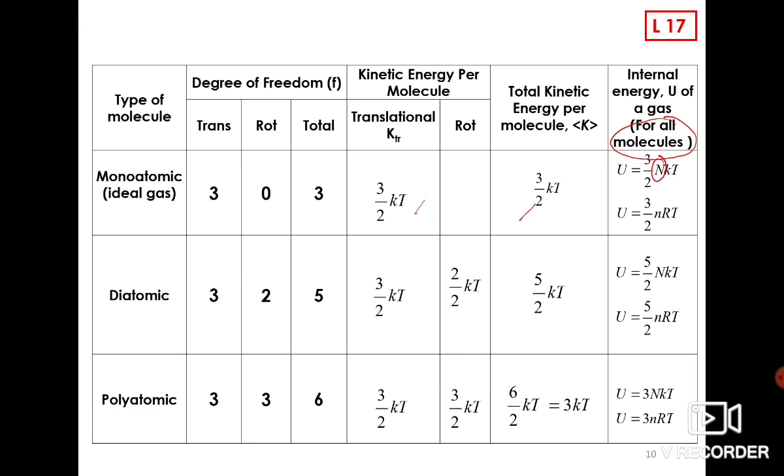So the equation for total kinetic energy per molecule depends on degrees of freedom. For monoatomic, the degree of freedom is 3, so it will be 3/2 kT. For diatomic, the degree of freedom is 5, so 5/2 kT. For polyatomic, the degree of freedom is 6, so it will be 6/2 kT or 3 kT.